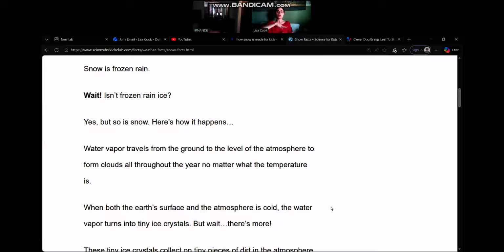Okay, so they're talking about the water cycle. If you pour water on the sidewalk and it dries out, it is evaporating into the clouds, into the atmosphere. A big difference between ice and snow: snow is crystallized, but ice is more solid.